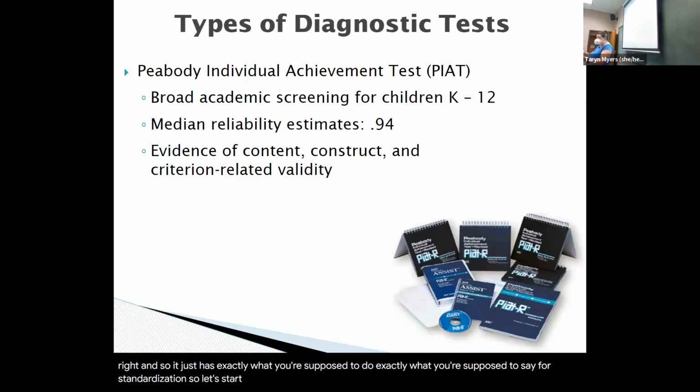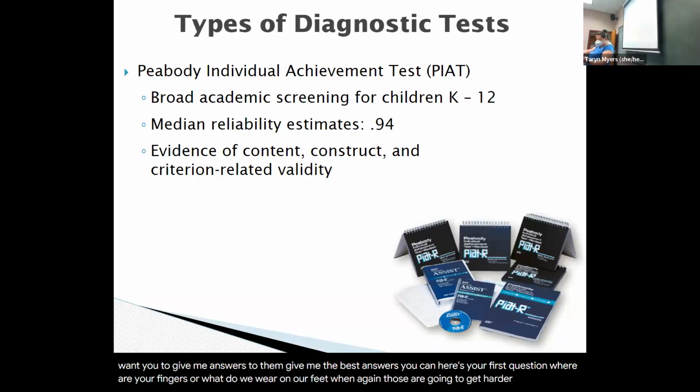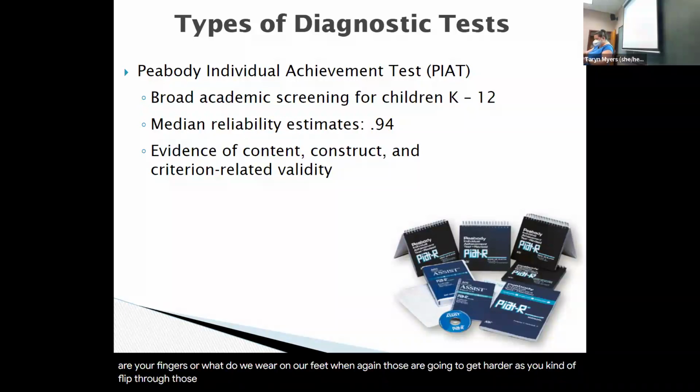So let's start with some general information questions. I want to find out how much you know about the world in which we live. I'm going to give you some questions, and I want you to give me answers to them. Give me the best answers you can. Here's your first question. Where are your fingers? Or what do we wear on our feet? And again, those are going to get harder as you flip through those. What do an oboe, a clarinet, and a bassoon have in common? They're all woodwind instruments, right? Not something a kindergartner might know.